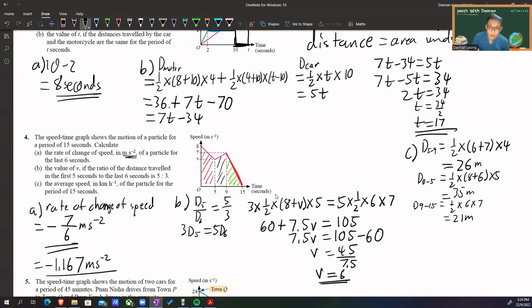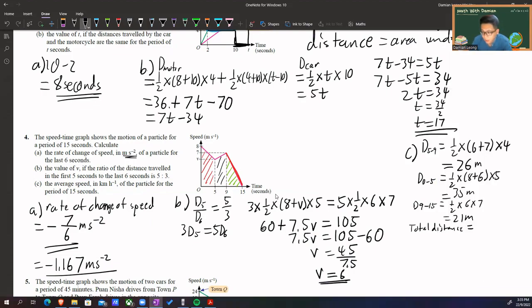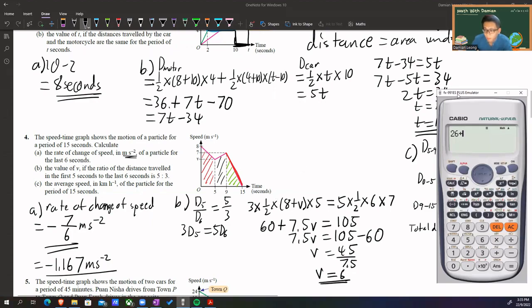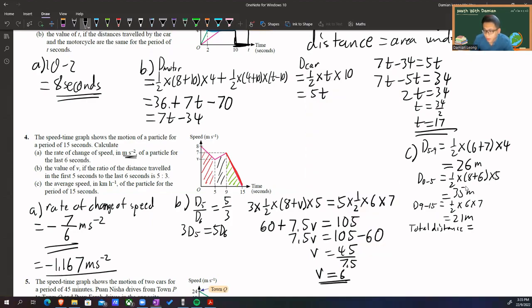So average speed is the total distance divided by total time. Total distance, I just add all the distances together. So I just take the 26 plus 35 plus 21, 82 meters. Average speed, if I just take distance over time, 82 meters divided by 15 seconds, I will get the speed.